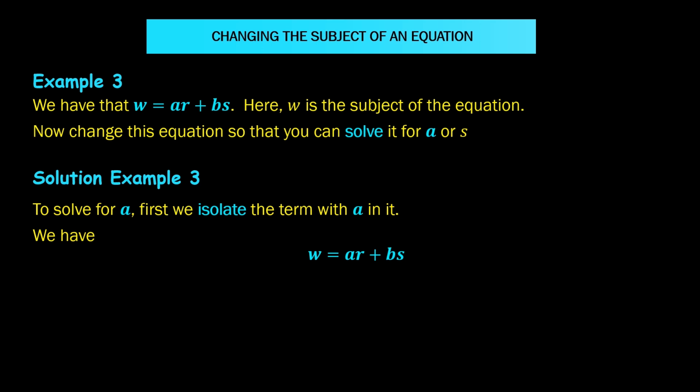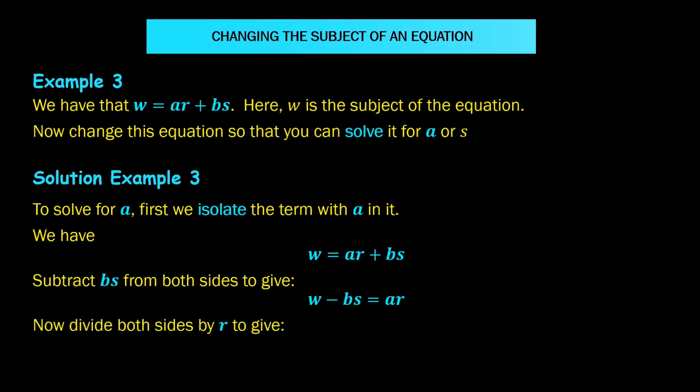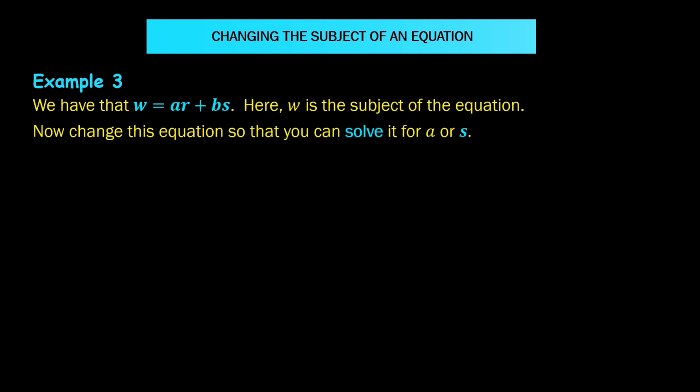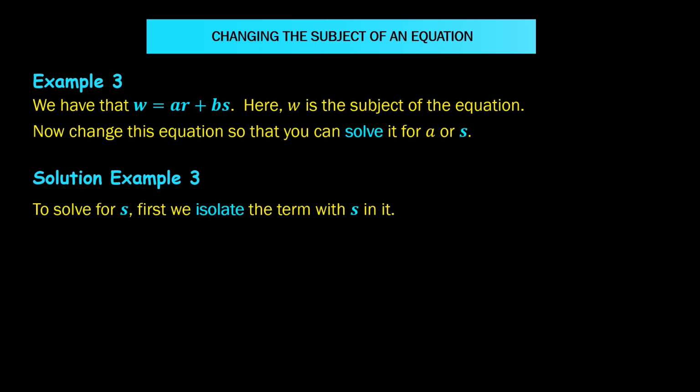We have W equals AR plus BS. If we subtract BS from both sides, we obtain W minus BS equals AR. Now we can divide both sides by R to give W minus BS divided by R equals A. And of course this should be written as A equals W minus BS divided by R. Now let's solve for S. In order to solve for S, we need to isolate the term with S in it.